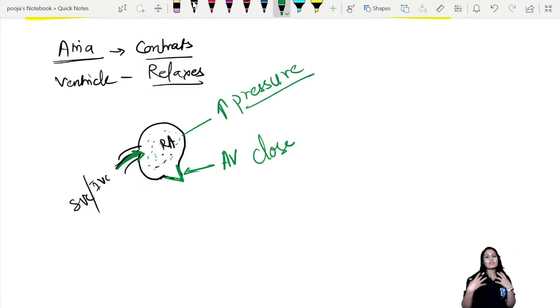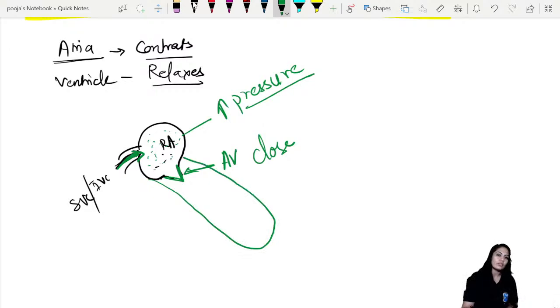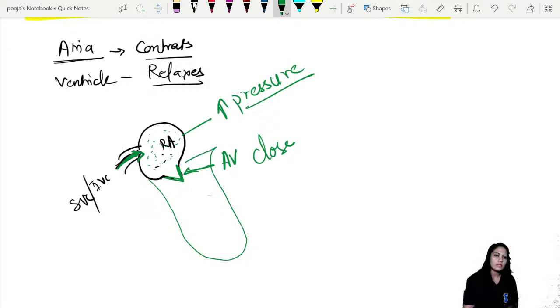When the atria was empty, it had less pressure in the atria than the ventricle. So suppose this is the ventricle. In that ventricle, the pressure was higher, right? As soon as it emptied into the ventricle, it was empty. The pressure falls, right? And the valve closes. This AV valve closes, right? And the ventricular contraction starts.